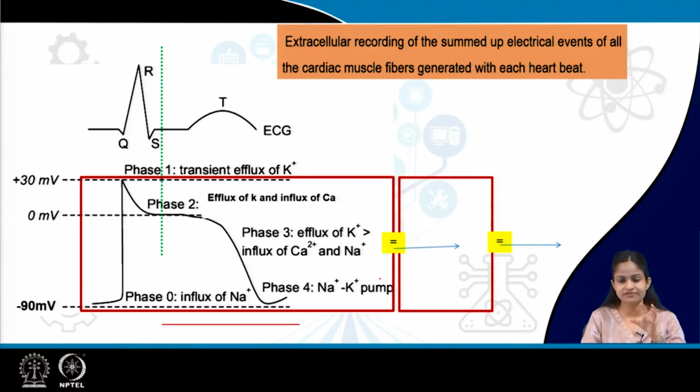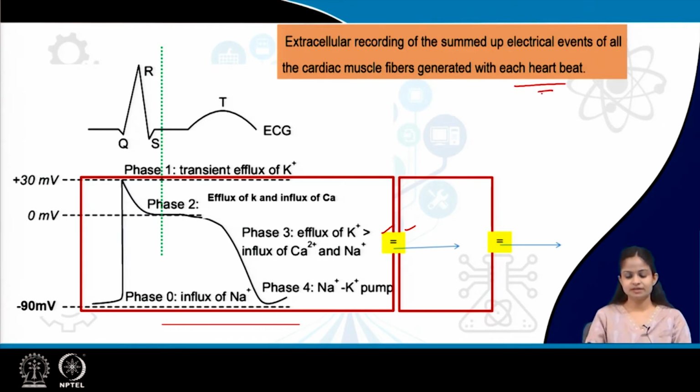Now, there are gap junctions or electrical windows in between two cardiac muscles. Because of these electrical windows, the action potential formed in one cardiac muscle, or the wave of depolarization, gets shifted or crosses from one cell to the other. In this way the whole muscle contracts, or the whole muscle acts as a syncytium. This we had already discussed. So, we will see how this extracellular recording of the summed up electrical events of all the cardiac muscle fibers occurs with each heartbeat.